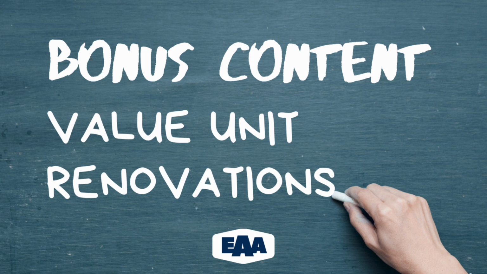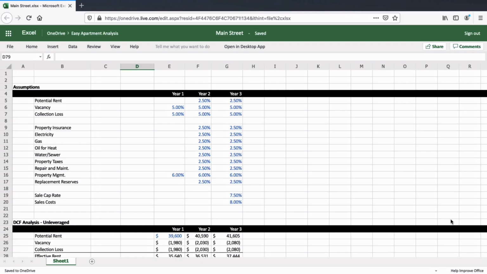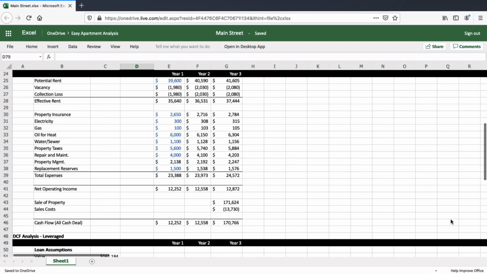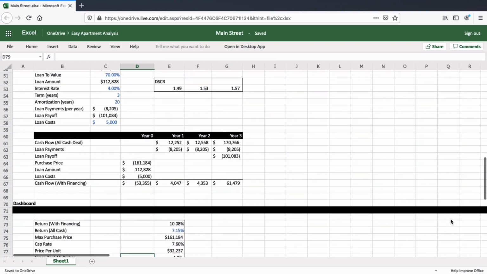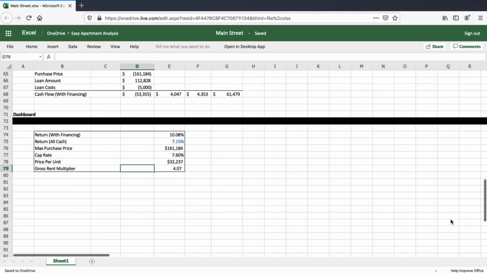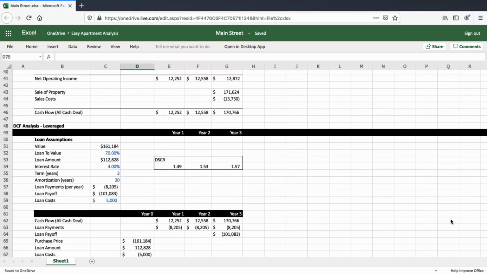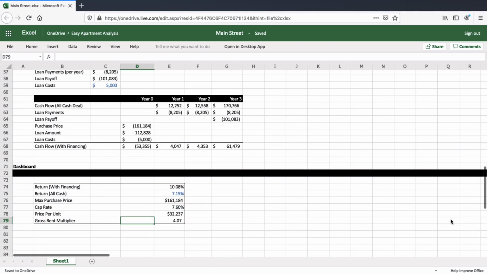Bonus content, value unit renovations. We're going to use this as our baseline, and we're going to do our renovations and value things in addition to this. So this will be our baseline, everything we did so far with the unleveraged, the leveraged, and coming up with our purchase price and return and all that kind of stuff.